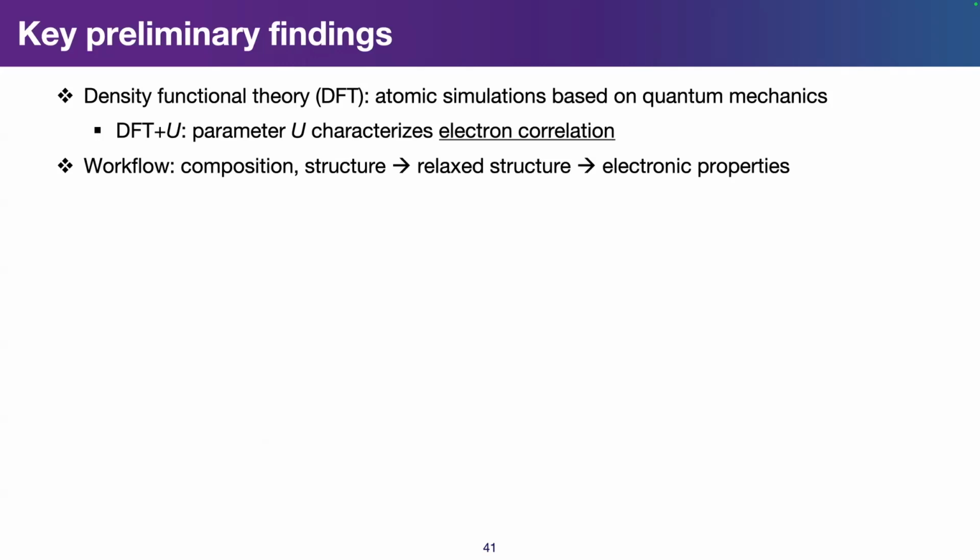Specifically, it's density functional theory, a type of atomic simulation from the first principles of quantum mechanics. And specifically, we are using this type of DFT called DFT plus U, with a parameter U that characterizes the electron correlation. A general workflow for DFT is we input the composition and structure of a material and relax its structure to find a more energetically favorable structure, and then use this relaxed structure to compute the electronic properties.